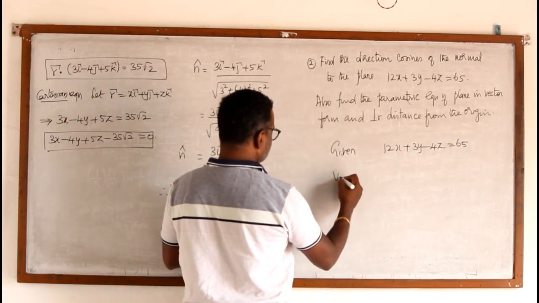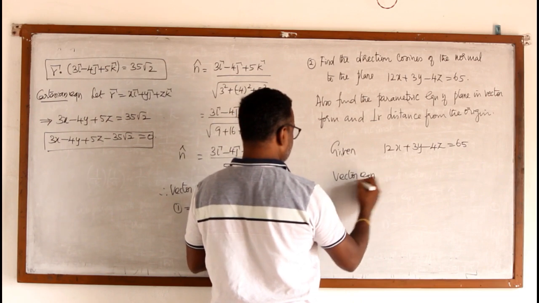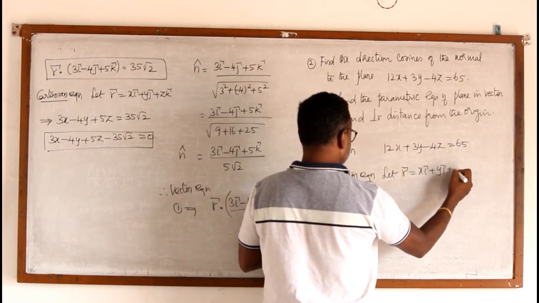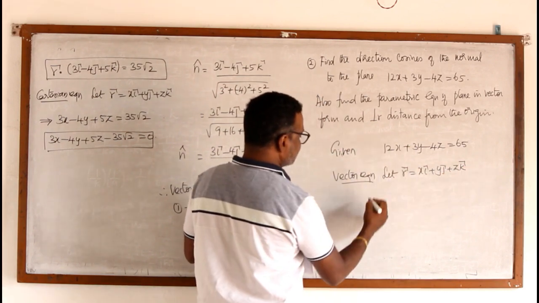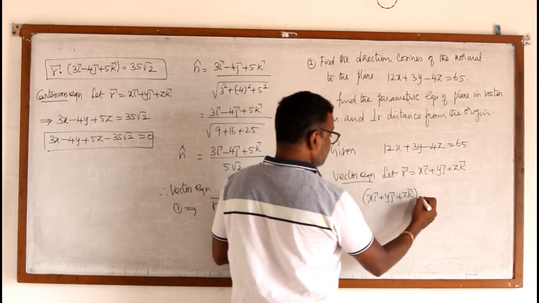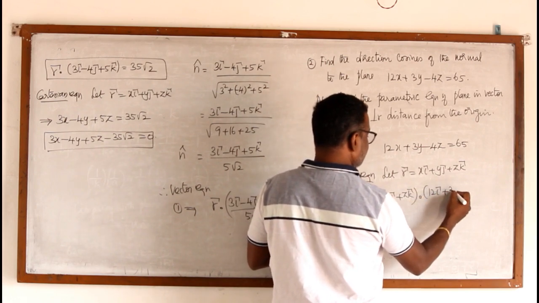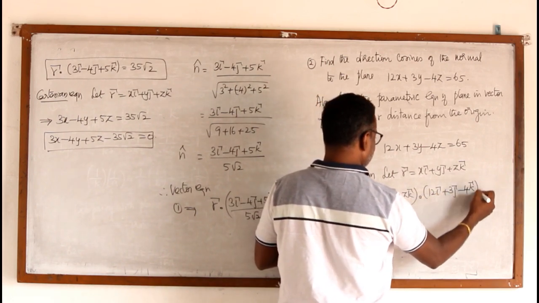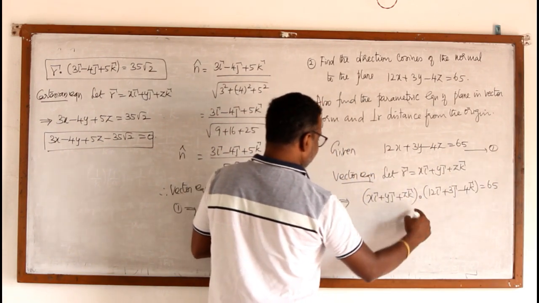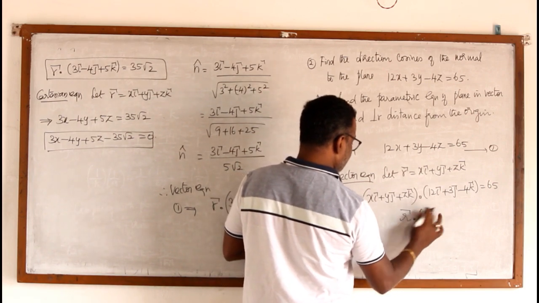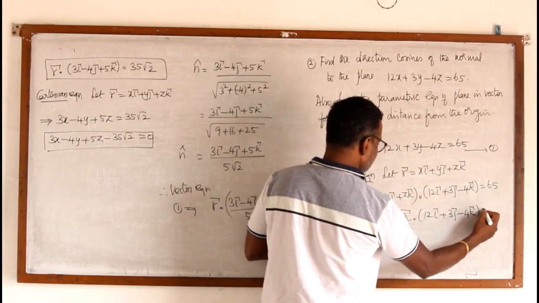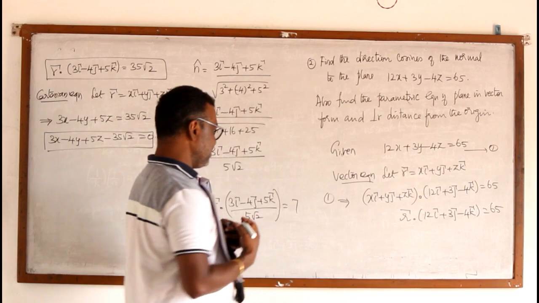cosines. So in reverse order, first I am going to find the vector equation. Let r vector equal xi + yj + zk. Then I can write xi + yj + zk dot 12i + 3j - 4k equal to 65. Instead of xi + yj + zk, I can write r dot 12i + 3j - 4k equal to 65. This is the vector equation.